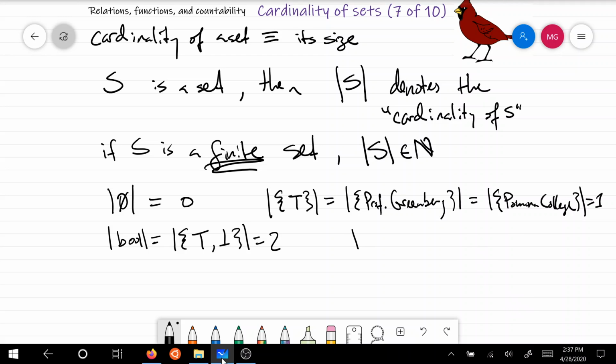The cardinality of the set of the type we define in Coq of bases, right? That is the cardinality of the set A, G, C, T is 4. It's the number of things in it, right?